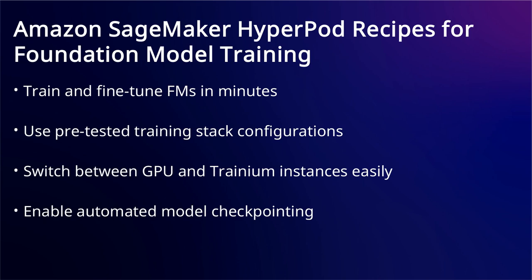Training and fine-tuning large foundation models can take weeks of experimenting and debugging, requiring deep machine learning expertise. SageMaker HyperPod recipes address this by providing pre-configured training stacks for popular foundation models. You can train and fine-tune models quickly using tested configurations, easily switch between GPU and Trainium instances, and enable automated checkpointing for improved resiliency. These features allow you to accelerate model development and optimize performance without extensive expertise, reducing time to market for AI applications.